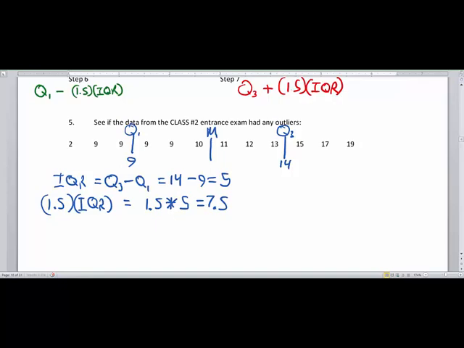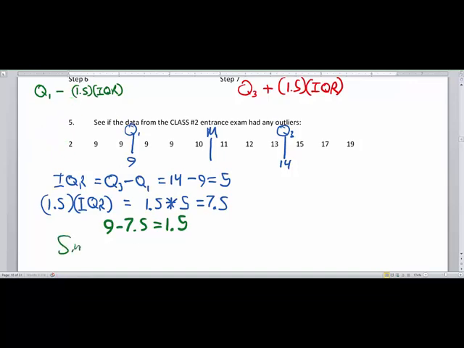Now I'm going to change colors here. I am now going to take that 7.5 and subtract it from the Q1. So 9 minus 7.5 is equal to 1.5. Now, how do I know if there's an outlier or not? Well, I'm going to see if there are any numbers lower than 1.5 in my data. And it looks like there aren't.